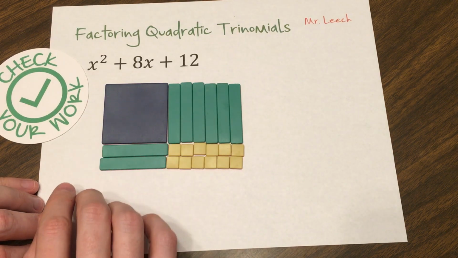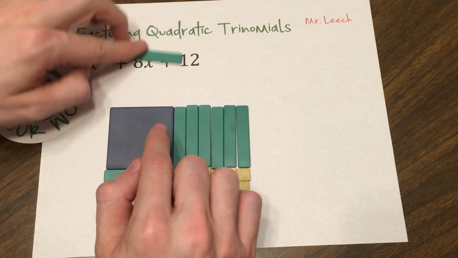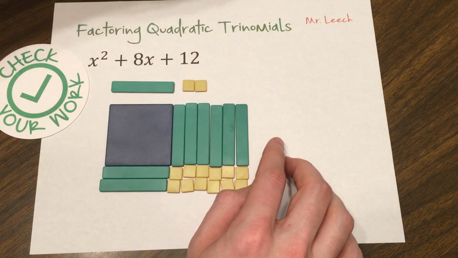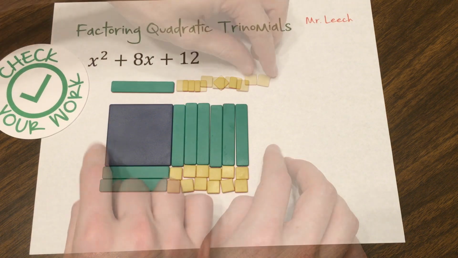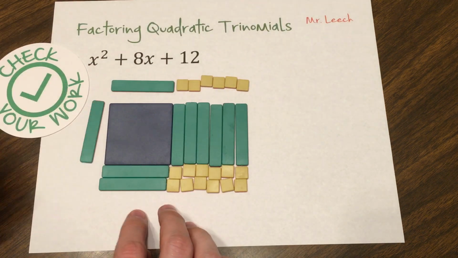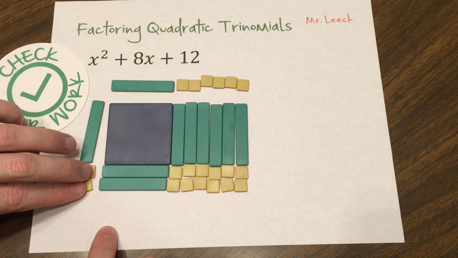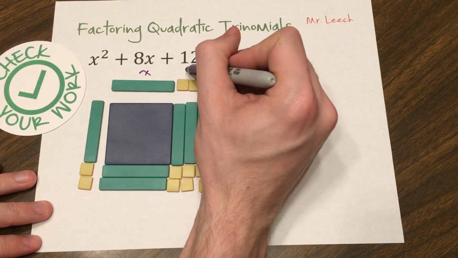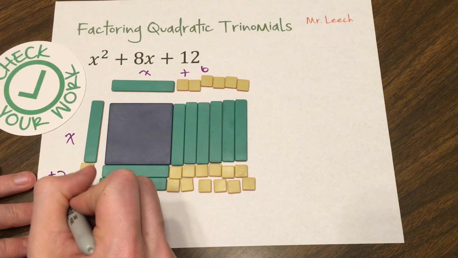So now all we need to do is to count up the sides. This length is literally x. Each of these are a constant, so this is going to be x plus 6. This is literally x, and each of these lengths are constant, so this is x plus 2. So if I'm to write this down, I have x plus 6 times x plus 2.